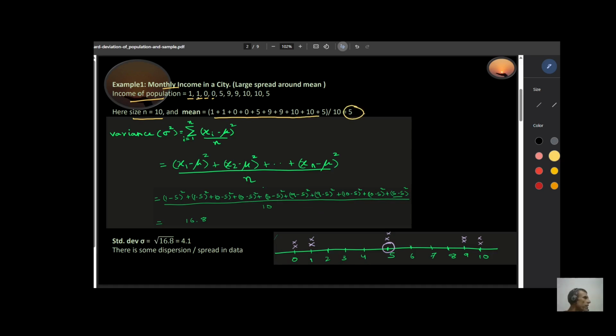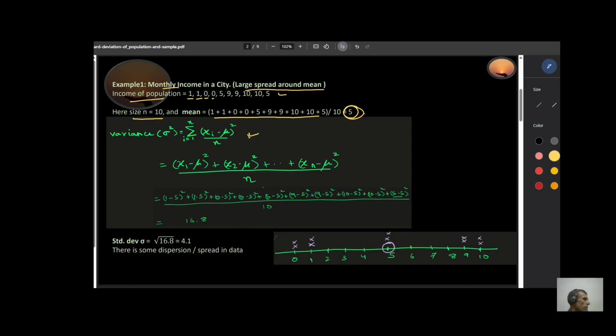Now, just by looking at this data, you can tell there is some spread around the mean value. My mean value is 5, and you can see some values are 1, 1, 0, 0, 5, 9, 9, 10, 10, 5. So they are spread around 5. Let's calculate the variance, and let's see how it captures the notion of spread.